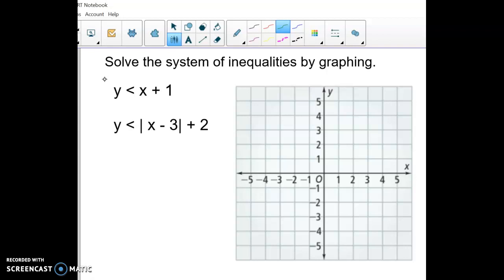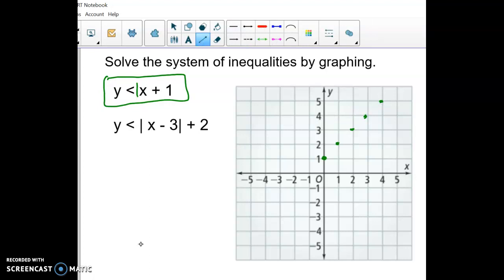All right, so first one's just a regular line. It's not a V, it's not an inequality. Sorry, not an absolute value. It's just a regular line. So it's going to start at 1 and have a slope of 1. So up 1, over 1, up 1, over 1. Before I draw my line, I'm going to think, all right, I need a dashed line here. There's no equal to, so I'm just going to draw in a dashed line.